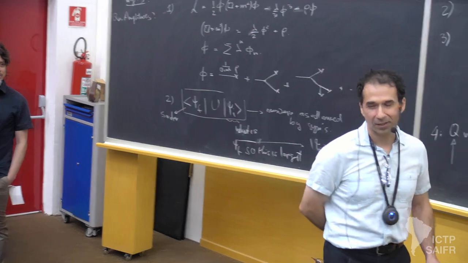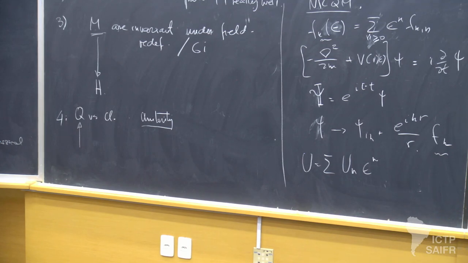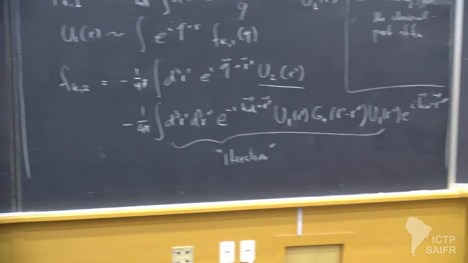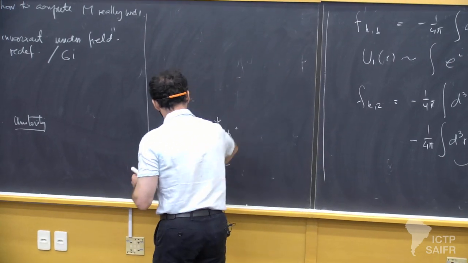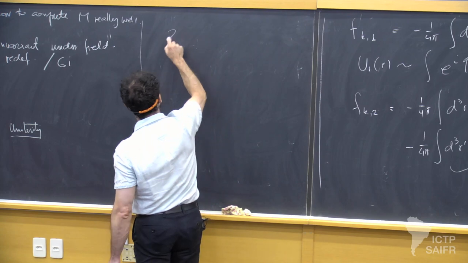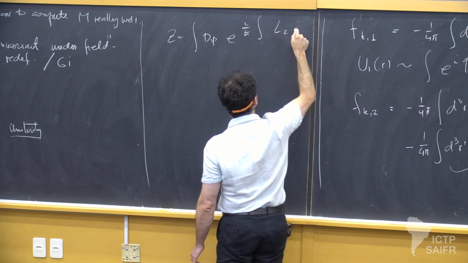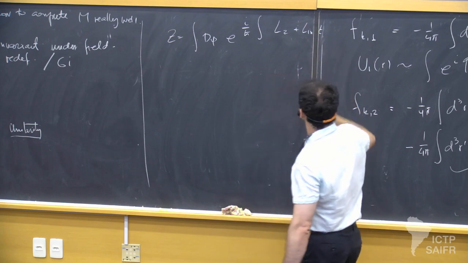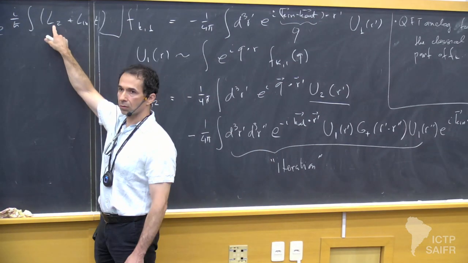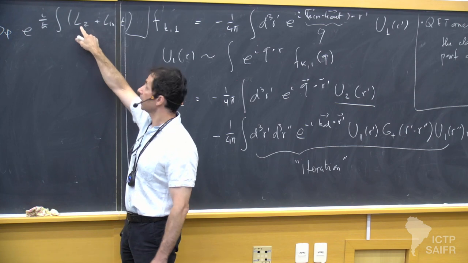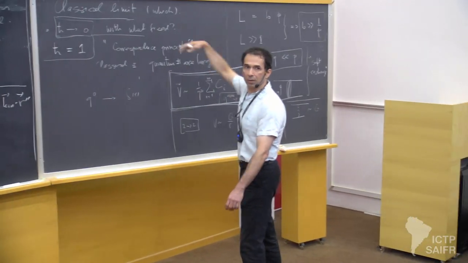Can you repeat his question? I can try to repeat the question. I'm not sure I understood it properly. So the question is about the classical limit. The usual classical limit says that the quadratic part of the Lagrangian or of the action dominates over the interactions. So what's the connection between that and what I'm talking about here?